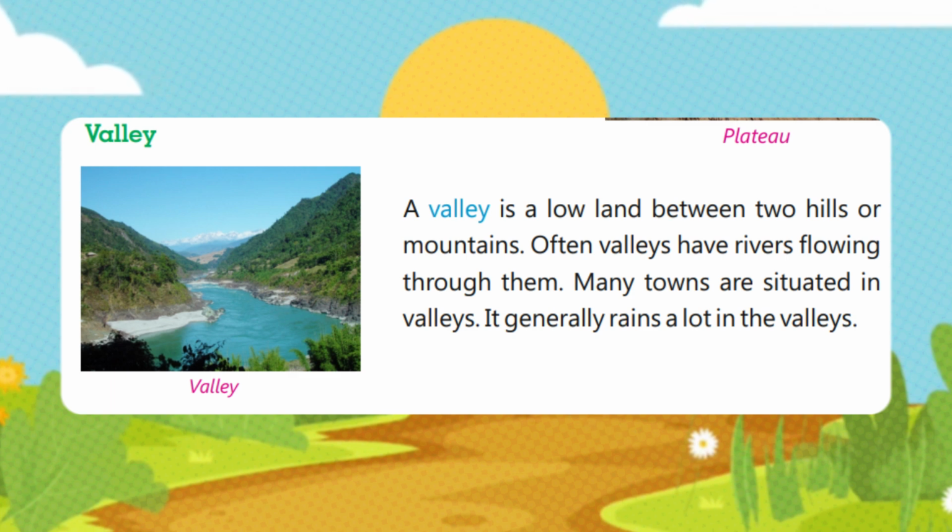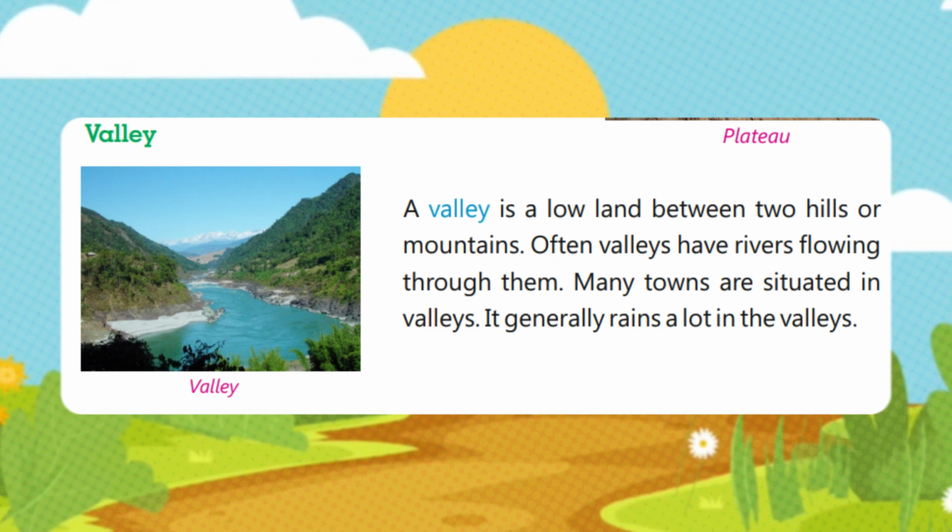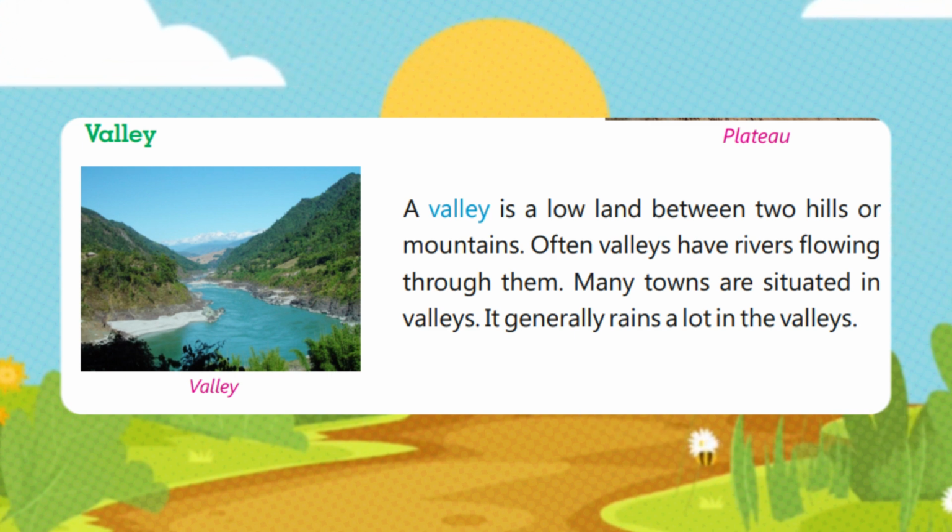Valley. A valley is a low land between 2 hills or mountains. Often valleys have rivers flowing through them. Many towns are situated in valleys. It generally rains a lot in the valleys.